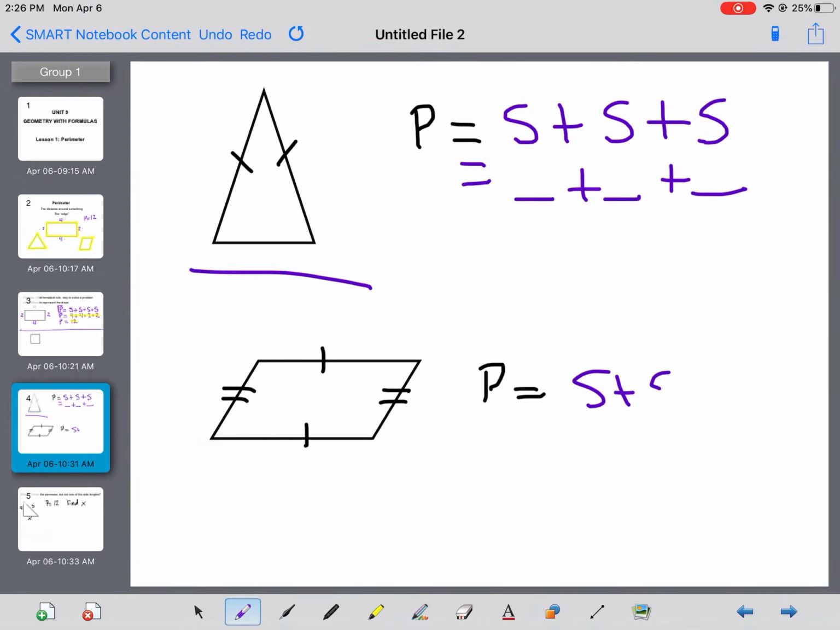Same for other shapes, like this one would be another one, not a rectangle, but it does have 4 sides, so we would just add them together. So you can use the right amount of S's to represent your sides.